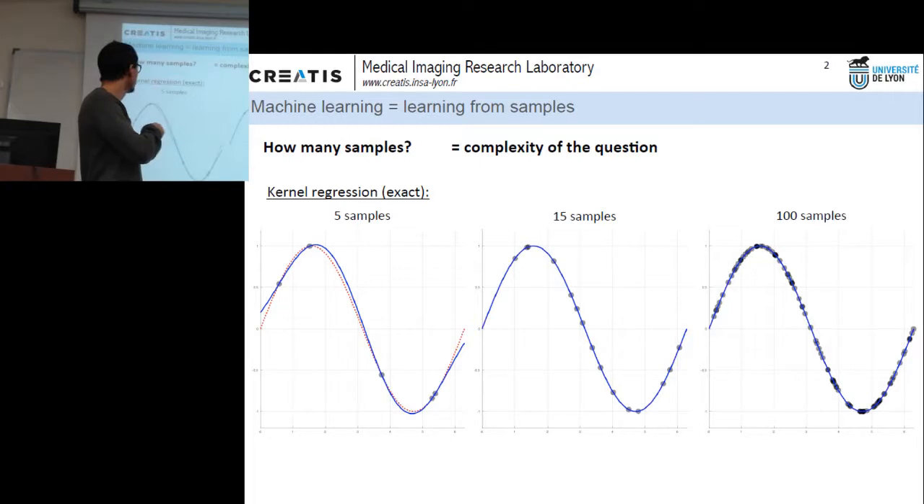I choose a regression model, and I can do a regression that is not that accurate, but still it's a good approximation. If I have 15 samples, my problem is not really complex, it's a sinusoid, so I can already have a perfect approximation of my curve. So why would I go for so many samples if my problem is not that complex?